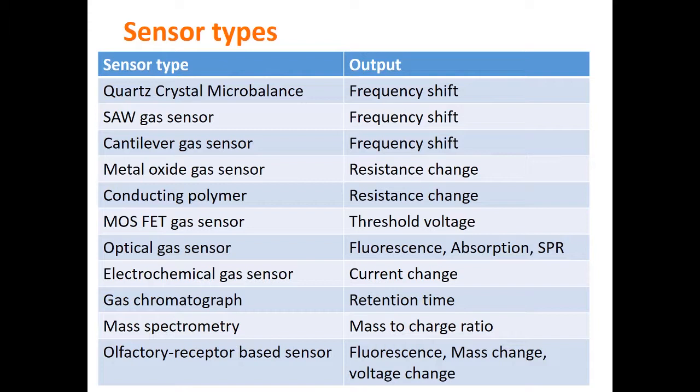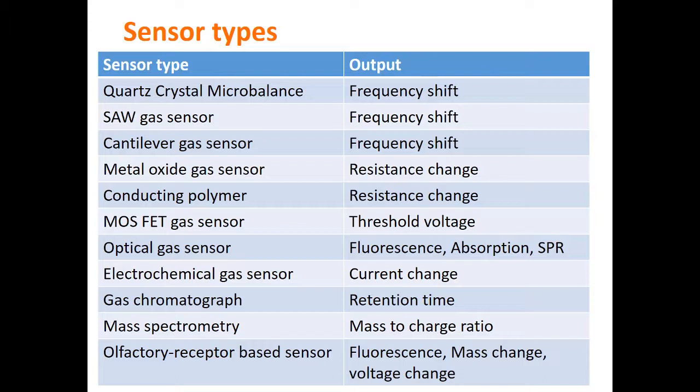What kinds of sensors are used in machine olfaction? In the morning talk, several types of sensors already appeared. Here, I summarize them from the viewpoint of the odor sensing system. This one is the quartz crystal microbalance gas sensor, very famous for detecting mass change, and the output type is the frequency shift. SAW is the surface acoustic wave gas sensor. Typically it makes a SAW oscillator, and the frequency shift is its output.